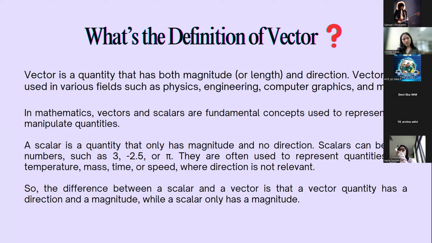A scalar is a quantity that only has magnitude and no direction. Scalars can be real numbers such as 3, minus 2.5, or pi. They are often used to represent quantities like temperature, mass, time, or speed, where the direction is not relevant. So the difference between a scalar and a vector is that a vector quantity has a direction and a magnitude, while a scalar only has magnitude.